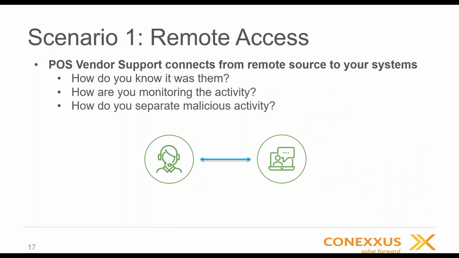We'll go through a few scenarios to walk through how MDR plays into them. In this particular scenario, point of sale vendor support is connecting in from a remote source to your systems. How do you know it was actually them? How are you monitoring the activity? How do you know what they did while they were logged in? How do you verify that they did what you expected them to do, that they haven't left holes open? And how do you separate malicious activity from support activity?